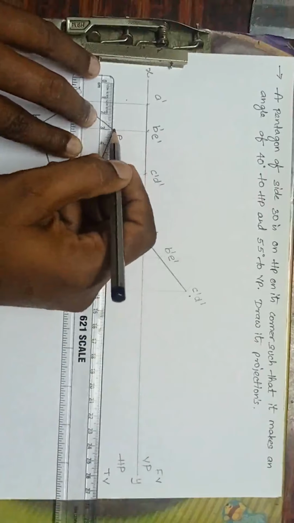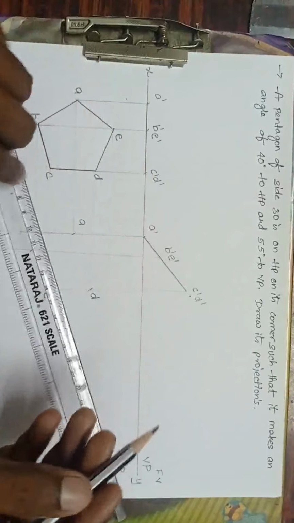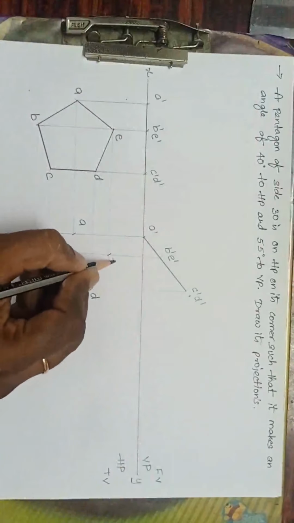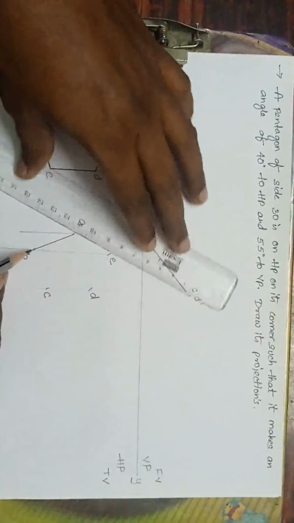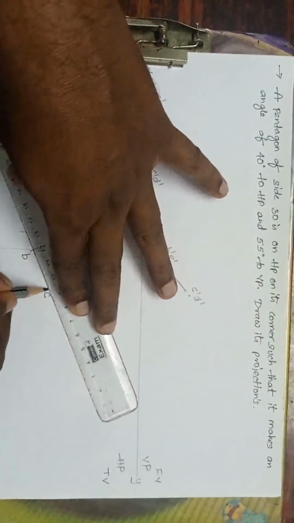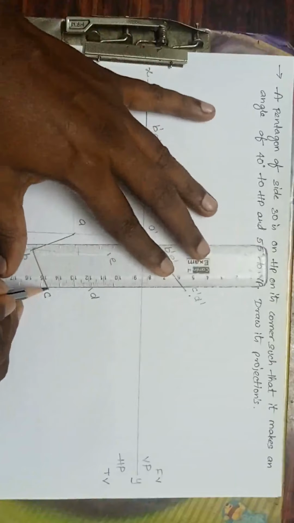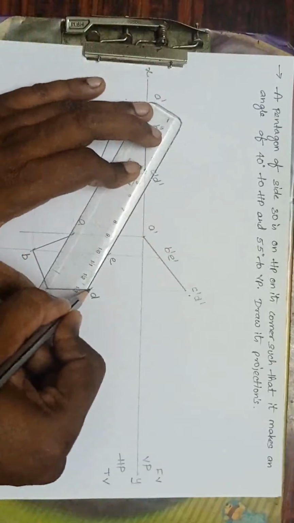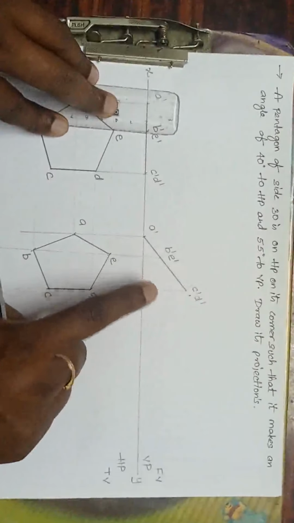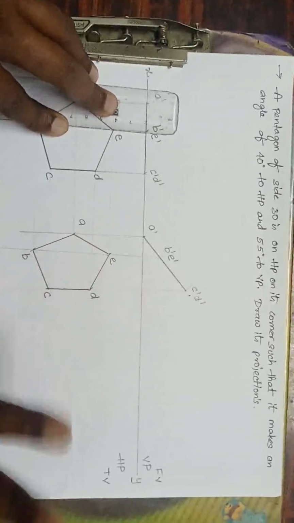Okay, using a drafter you can do it very, very easily. This is E. Just join now. This is AB. This is BC. This is CD. Now DE. Now AE. The lengths of the sides will change because we make an inclination of 40 degrees. Okay, this will change. Okay, no problem.